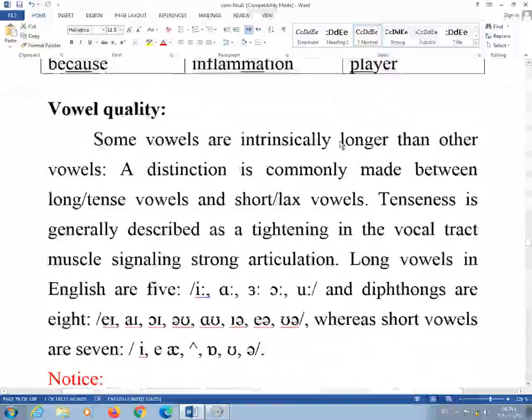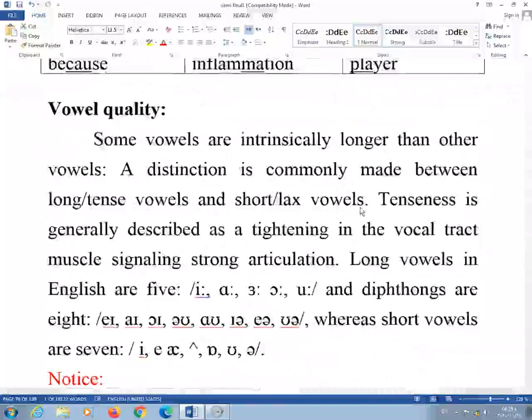Second, vowel quality. And this is something intrinsic in the sense that some vowels are intrinsically longer than other vowels. A distinction is commonly made between long and tense vowels and short and lax vowels. Here, I want you to follow me. I'm explaining things on page 68 and 69.